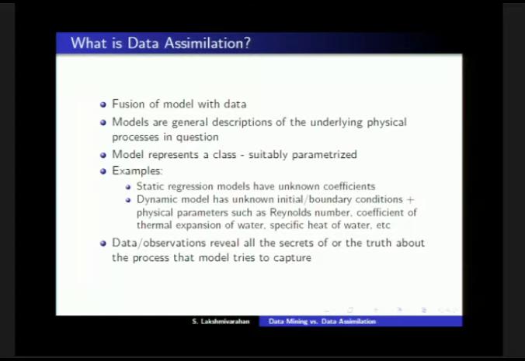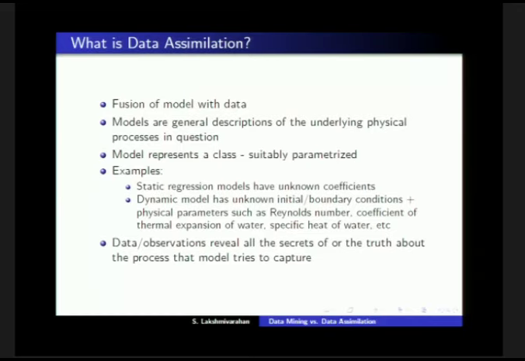So examples of this data assimilation, in modern lingo, is called static regression analysis in statistics. Dynamic models: if I have a dynamic model, I know the solution at a certain point in time. I don't know where the solution must have come from. I don't know the initial condition. Trying to estimate the initial condition from finite samples of the observations of the model output, that's also a problem of great interest in data assimilation.